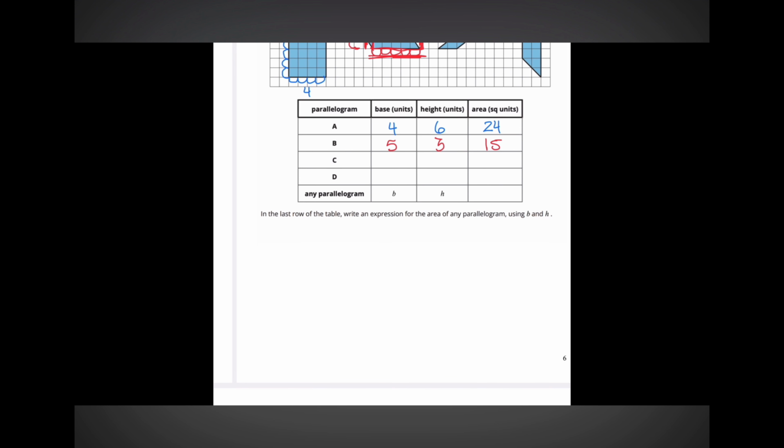And then the whole point of this is that they're noticing that just like they already learned with rectangles that a base times a height is an area, for any parallelogram, the conclusion they should draw from this is that a base times a height equals an area just the same.